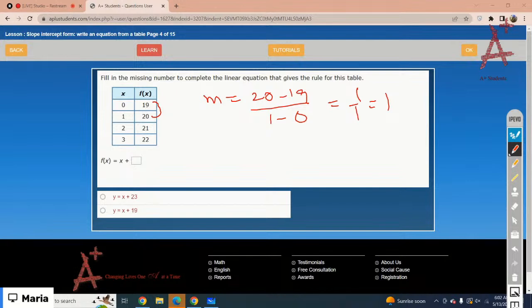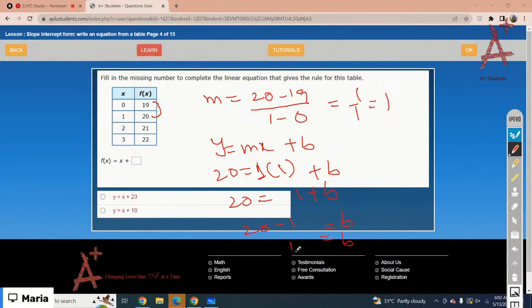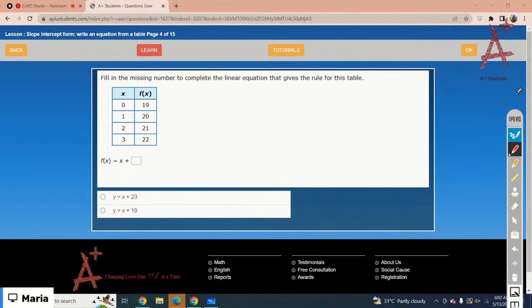Then you have to calculate the y-intercept of the graph. So just use any point and slope and calculate the y-intercept. It would be 20 equals 1 times 1 plus b. It would be 20 equals 1 plus b. Move 1 to the other side. It would be 20 minus 1, and that would be 19. So b equals 19. The correct option is y equals x plus 19.